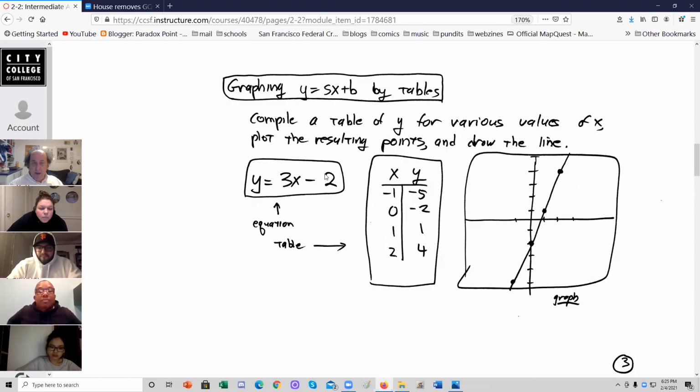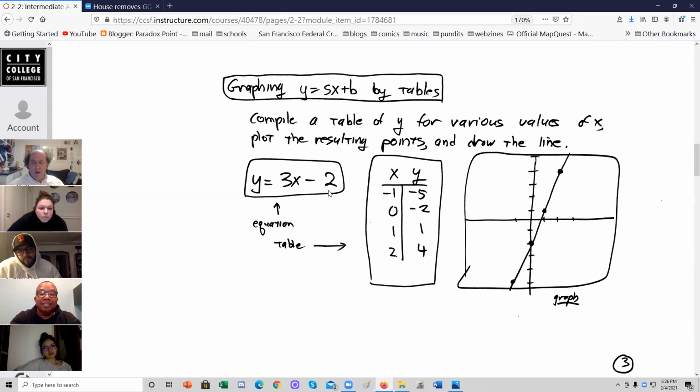Now, suppose we have it in the form y equals sx plus b. This is actually pretty easy to do. You can create a table. You take various values of x, calculate various values of y, and plot the points, and they should line up. Usually it's enough just to do 2 points, because 2 points determine a line. But let's do a few more, just in case.